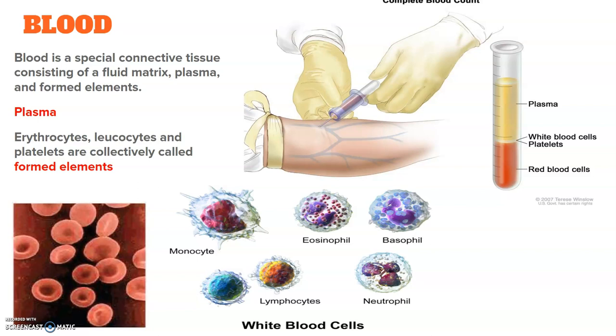Lymphocytes, which are 20 to 25%, are of two main categories, B and T cells. B and T lymphocytes are responsible for the immune responses of the body.